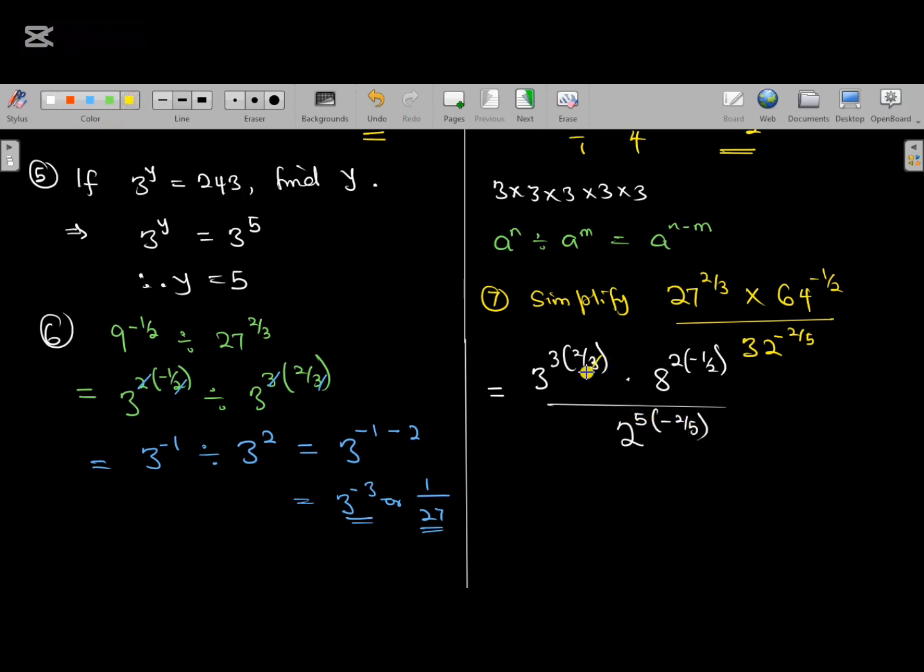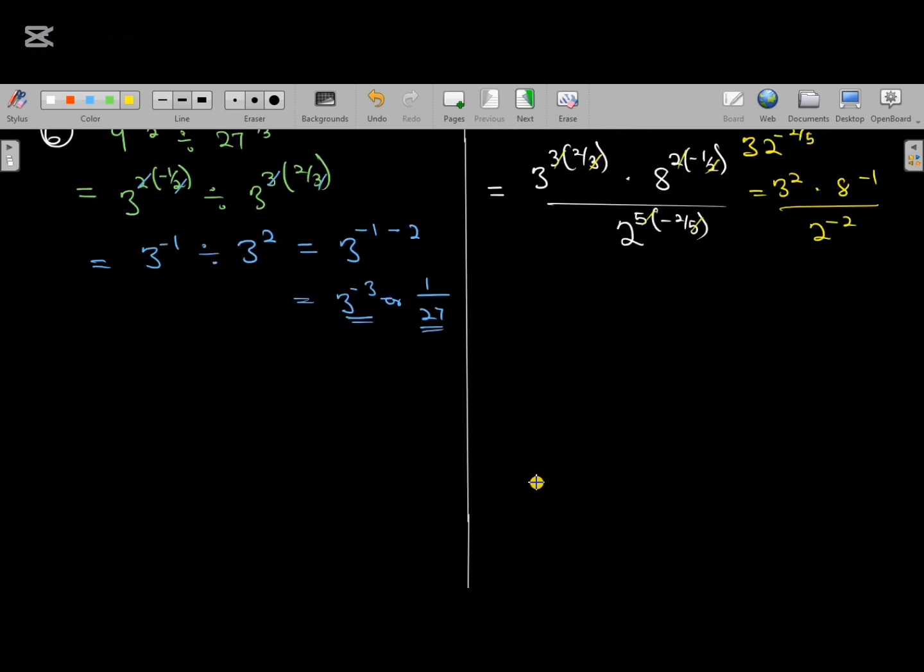So what happens? This will go, and this will go. So here will be 3 to the power of 2 multiplied by 8 to the power of minus 1 all over 2 to the power of minus 2. Okay, now we can try to put 8 in base 2 so that we can simplify it together with the denominator.